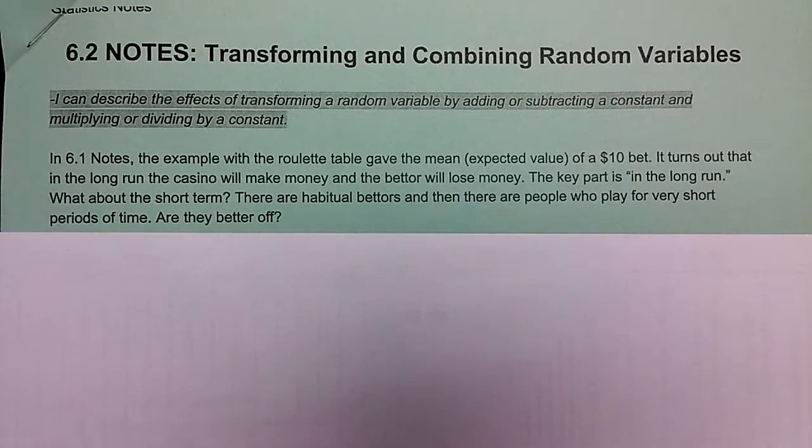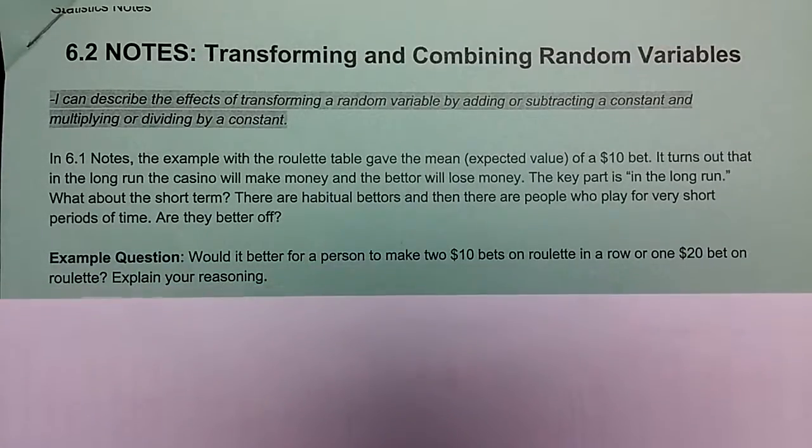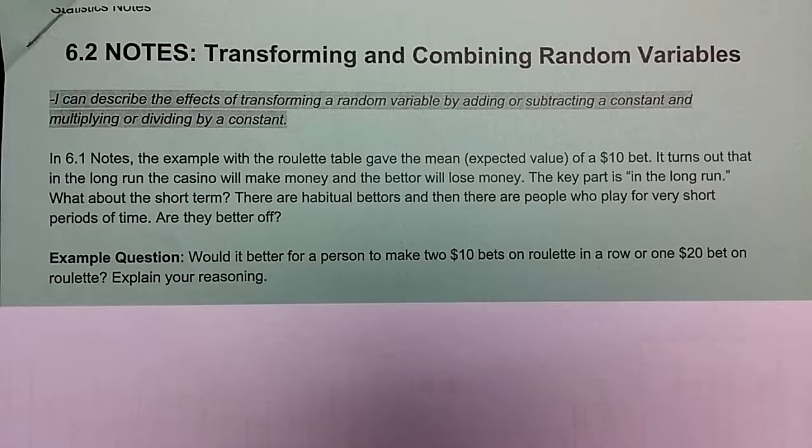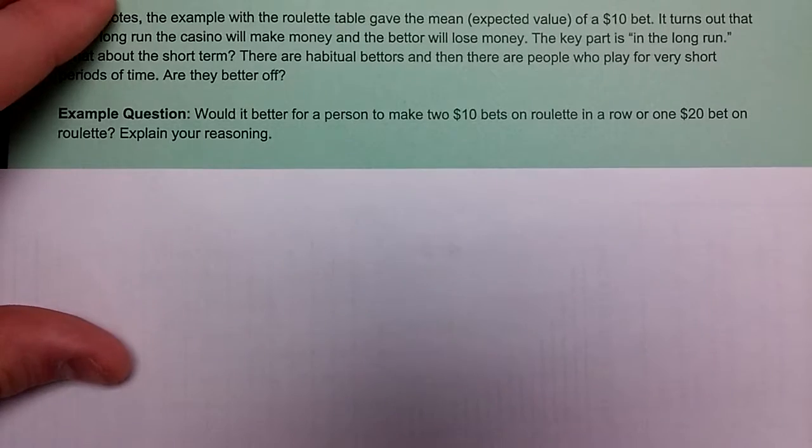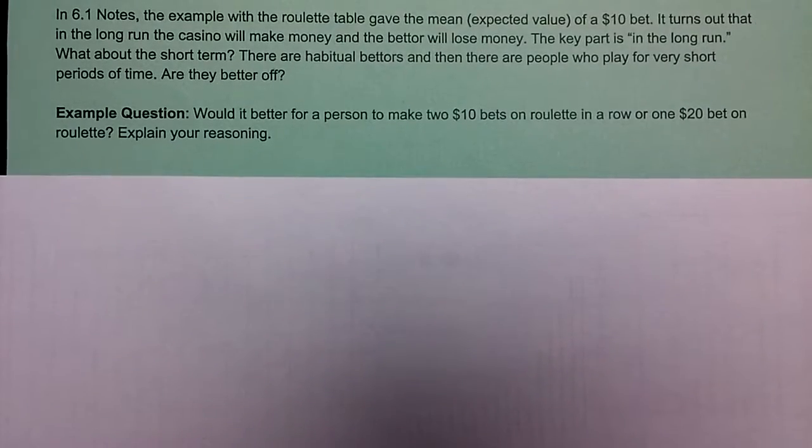We're going to revisit a situation from 6.1 with the roulette table. We had a certain $10 bet we found the expected value and standard deviation of. A question posed would be, would it be better for a person to make two $10 bets on roulette or one $20 bet on roulette? Which one would be better for the actual person playing the game? So the question is, are you going to make more money if you bet $20 once or $10 twice?